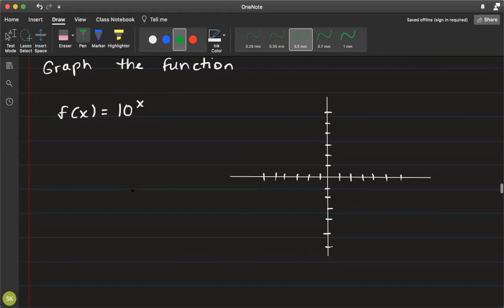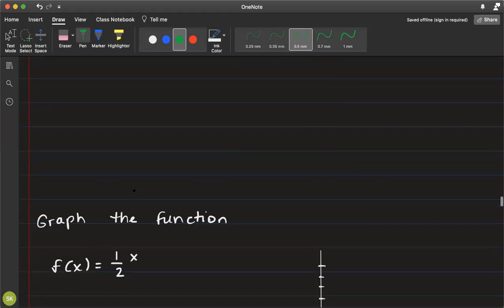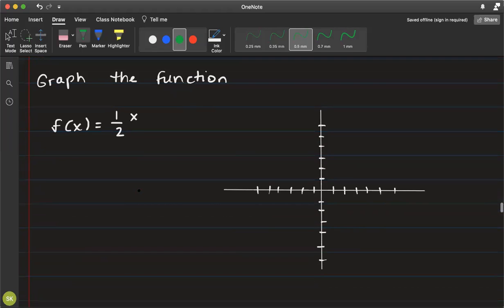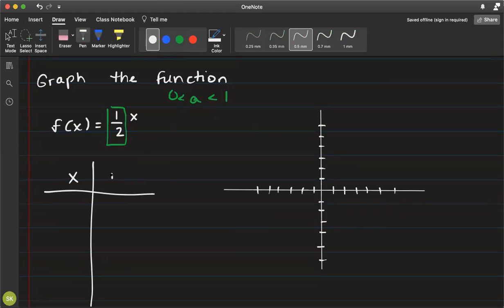So we've already done this. I'm going to move on. Let's graph this function. So now I'm focusing on the base being something between 0 and 1. So I have a half. Well, I'm going to do the same thing I did before. I'm going to plot some points. So I'm going to choose an x, and I'm going to figure out what I get when I plug it in the function. So plug in 0. Well, 1/2 to the power 0 is 1. So we're going to get that point again, this point (0, 1).